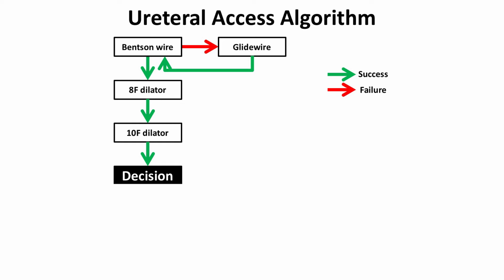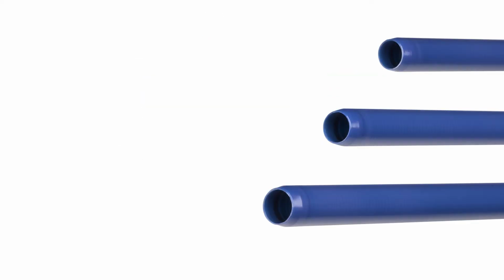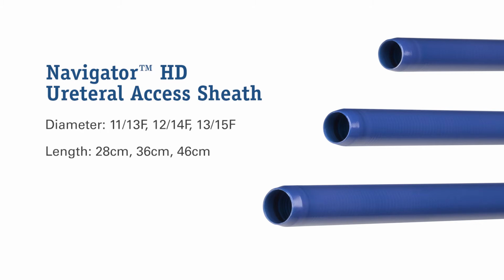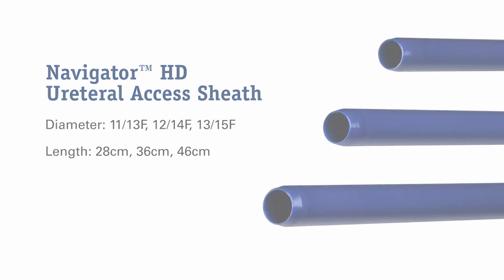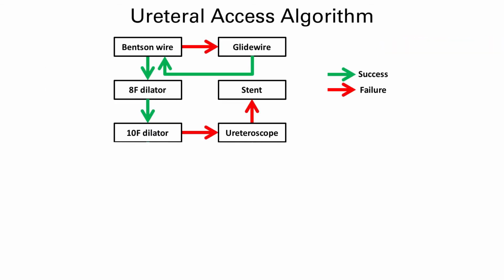This really brings us to our decision point. I'd like to talk about that a little bit. So we have a variety of access sheath sizes and lengths, and the choice of that I think is very important. If you can't place a 10 French dilator, you could still potentially use a ureteroscope. Unless it's a very limited stone burden, I would actually advocate falling back to simply placing a stent.